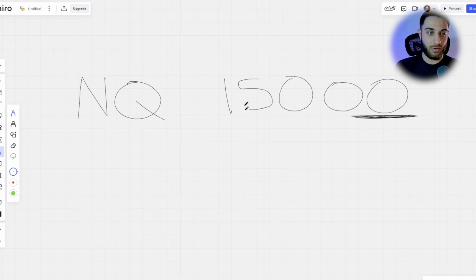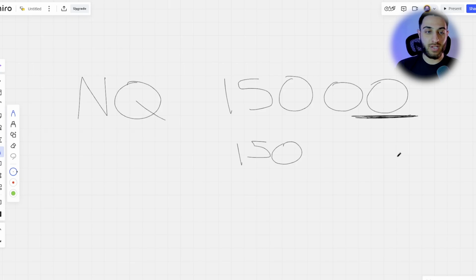So if this goes to 15,001, that is a 1 point change. It increased by 1 point. I should have written this down here and this one above it. It's a little weird with this one under, but this increased by $1. You can imagine it like that, but we call this a point. So the NQ went up by 1 point here. Went from 0 to 1, okay?